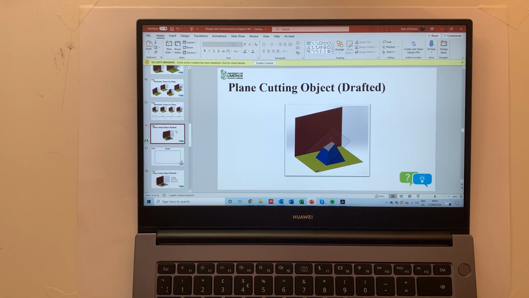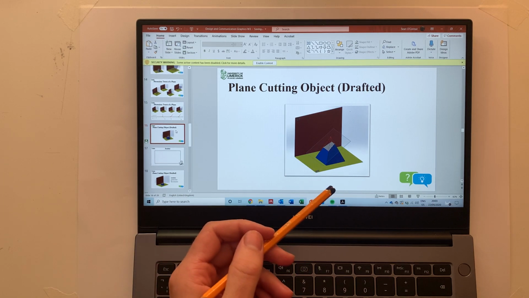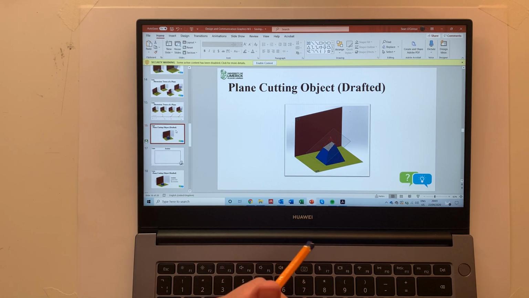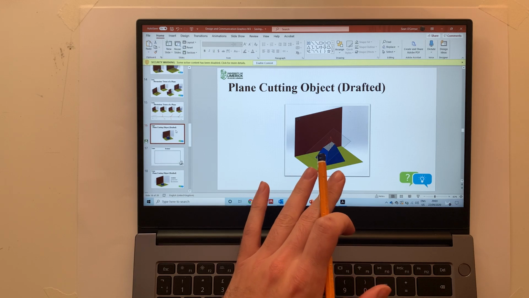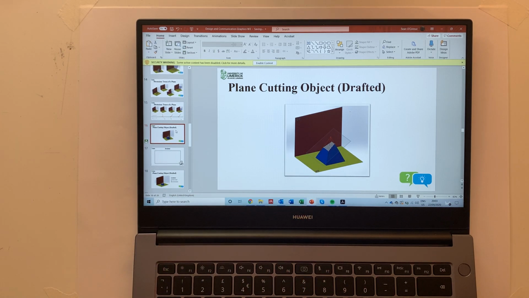This video is going to be a drafted example of the diagram here in front of you. Basically what we're looking at here is a square base pyramid being cut by a simply inclined plane. So what I'm going to do to start this off is draw the XY line. As well as that, I'm going to draw in light that square base pyramid.